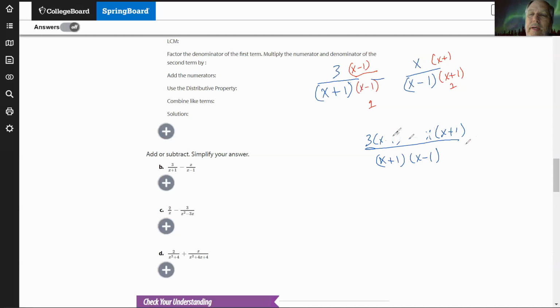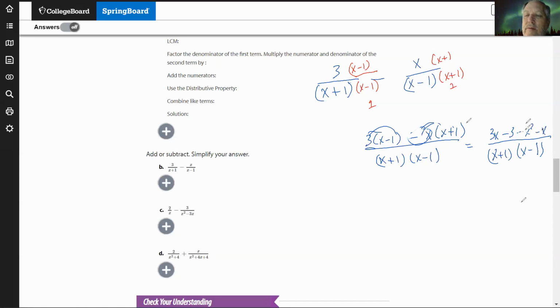And so we go ahead and complete that or simplify that. It's going to be x plus 1, x minus 1. And we're going to go ahead and distribute. So we have 3 times x, which is 3x. 3 times negative 1, which is negative 3. Negative x times x, which is negative x squared. And then negative x times 1, which is negative x.